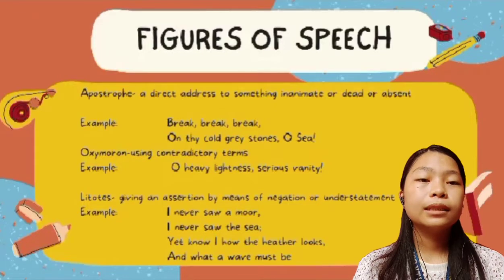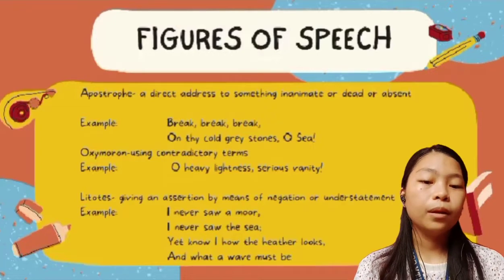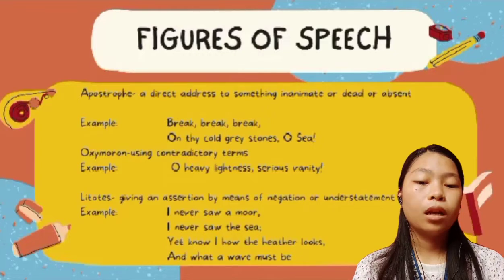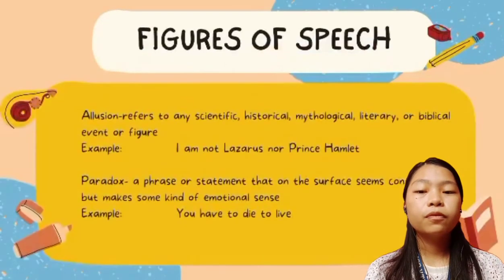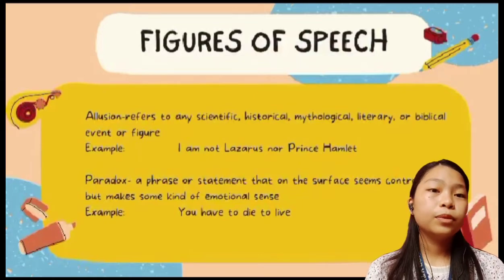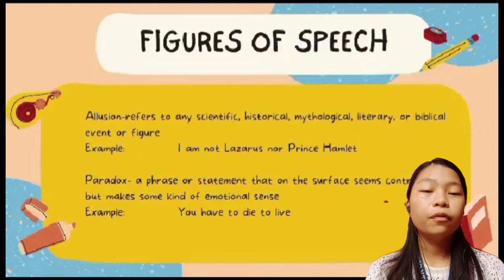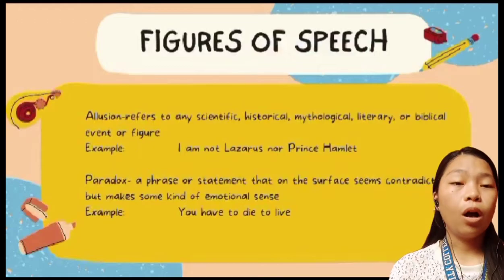So let's proceed to the next figure of speech, that would be litotes, giving an assertion by means of negation or understatement. For example, I never saw a moor, I never saw the sea, yet know I how the heather looks and what a wave must be. So for the next figure of speech, that would be allusion, which refers to any scientific, historical, mythological, literary, or biblical event or figure. For example, I am not Lazarus nor Prince Hamlet. So let us proceed to the next figure of speech, that would be paradox, a phrase or statement that on the surface seems contradictory, but makes some kind of emotional sense. For example, you have to die to live, right? That would be all for our discussion right now.